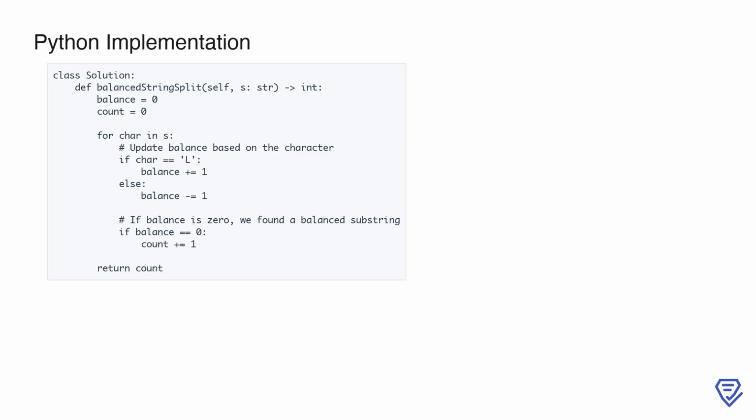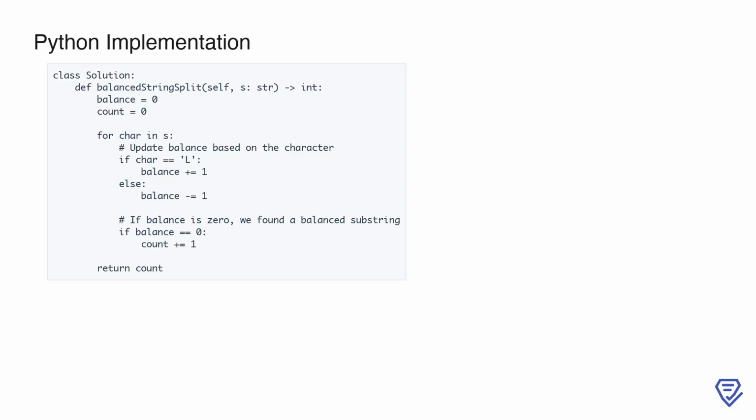This Python implementation solves LeetCode problem number 1221, split a string in balanced strings, using a greedy approach. The problem requires us to split the input string into the maximum number of balanced substrings, where each substring contains an equal number of L and R characters. The function balancedStringSplit takes a string S as input. It initializes two variables, balance to keep track of the difference between the counts of L and R characters, and count to store the number of balanced substrings found.